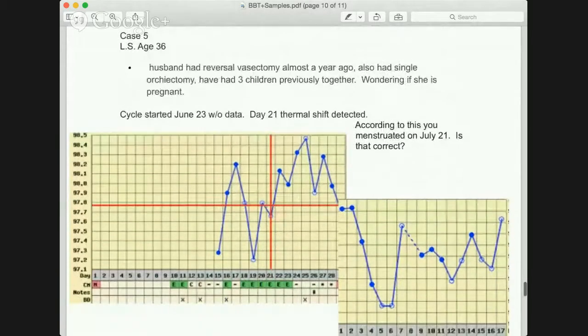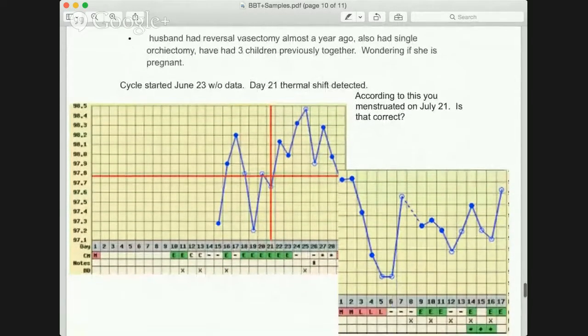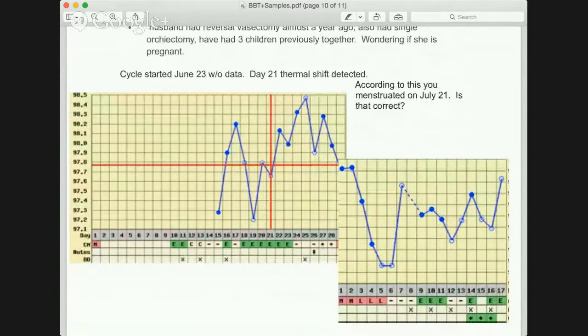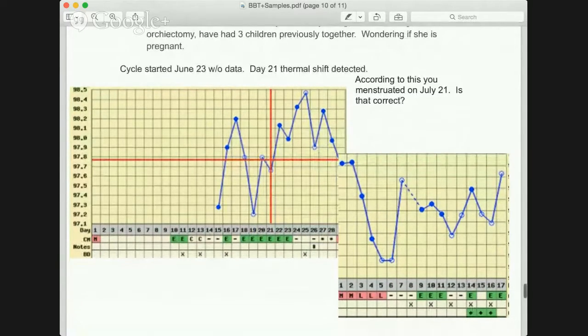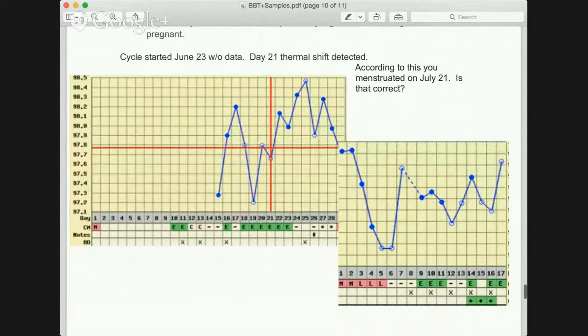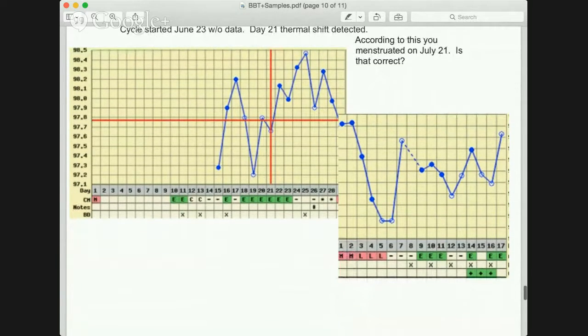Okay, here's another one. This looks a little weird because it's on two charts. Looks like she ovulated day 21. This looks kind of weird because it's cut together, but I think this is two different. Actually, this is two different ones.